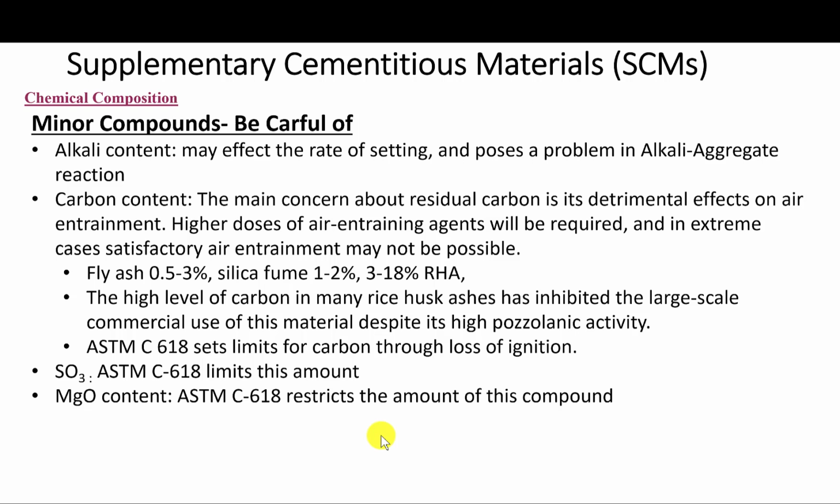The high level of carbon in many rice husk ashes has inhibited the large-scale commercial use of this material, despite its high pozzolanic activity. As you can see, it has high pozzolanic activity, but if the process is not controlled, then it cannot be used.